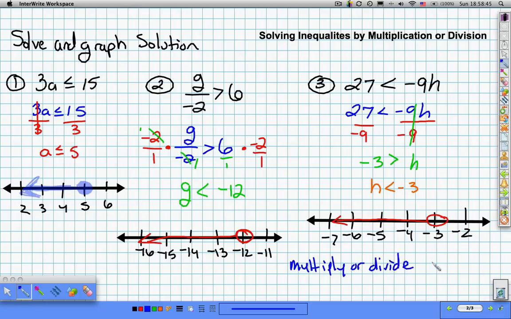That's it. So the thing you have to remember is when we multiply or divide by a negative number, you must flip the sign. Flip the inequality symbol. That's the biggest thing you have to remember. It doesn't matter if you add or subtract, but if you multiply or divide.